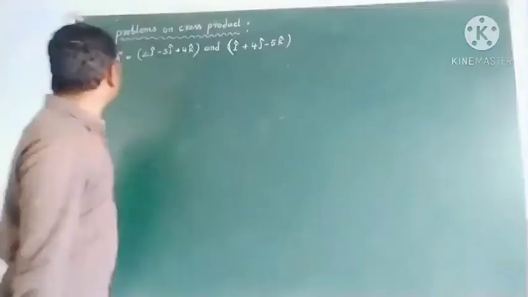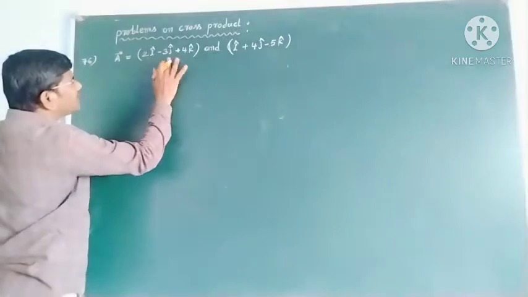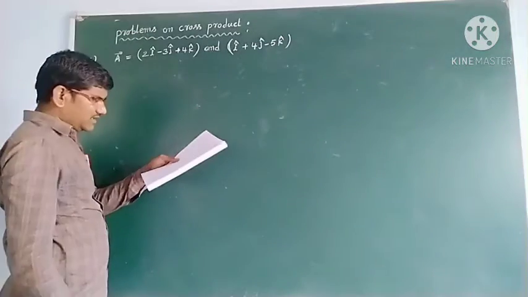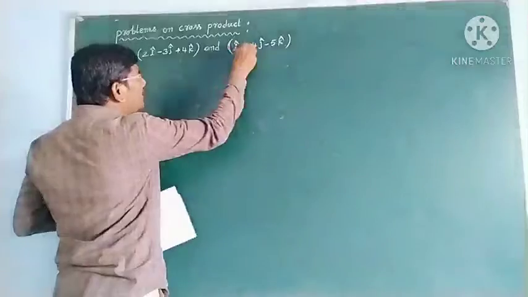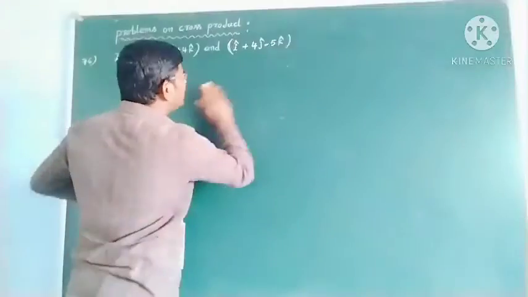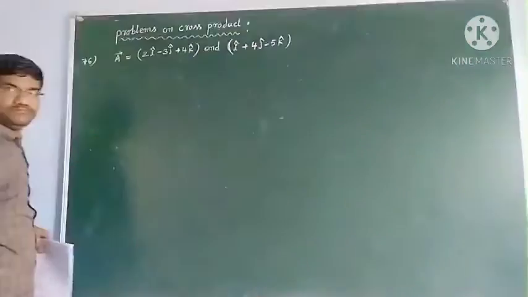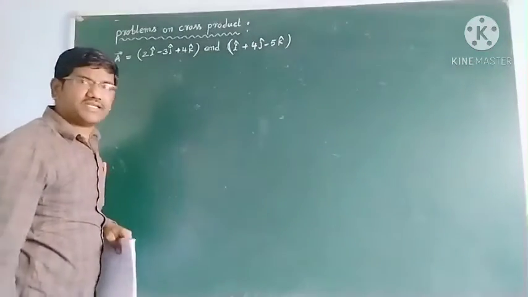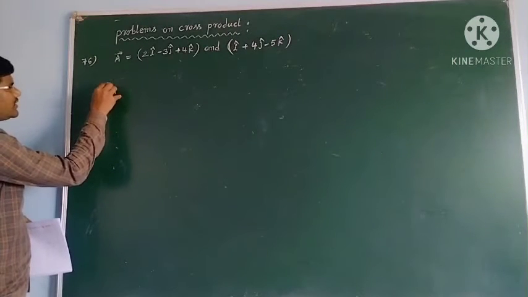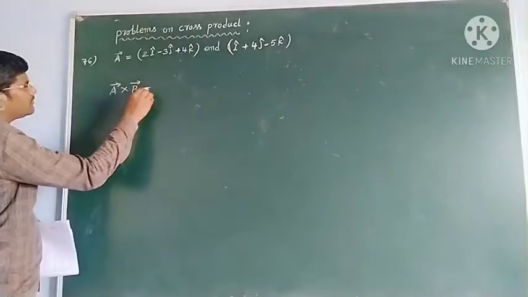Okay students, see problem number 76. A bar is given as 2i cap minus 3j cap plus 4k cap, and B bar is given as i cap plus 4j cap minus 5k cap. Two vectors are given, and we are asked to find the cross product of the two vectors, A bar cross B bar.